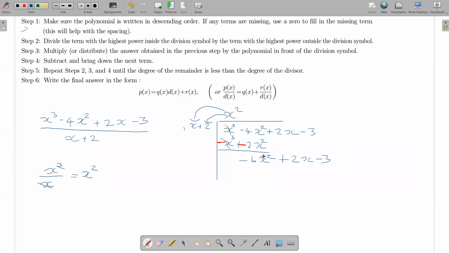Now again I repeat. I go here. So this is 6x squared, minus now, no? I divide it by the highest term x. So now cancel out this, I get 1, no? 2 minus 1. So the answer here is negative 6x. I write it here.